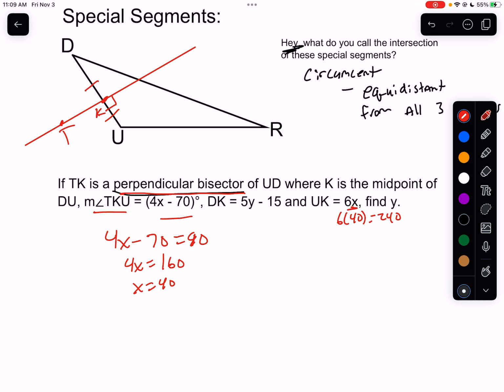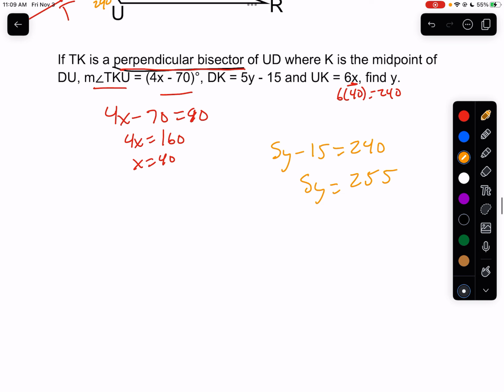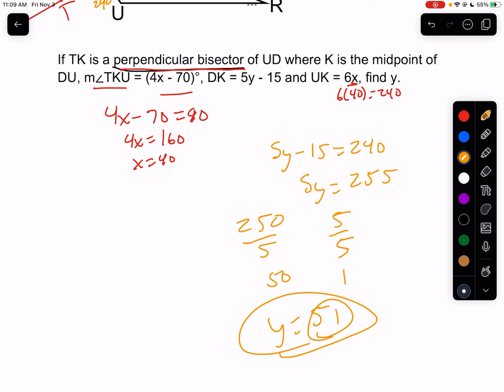And then they say DK, well, this is DK, is 5y minus 15. And UK, we just said, was 240. So we know that 5y minus 15 has to equal 240 because of it being the midpoint here, right? K has to be the midpoint. So 5y has to equal 255. So 255 divided by 5, I would do 250 divided by 5 and 5 divided by 5. And that is 50 and 1. So 51 is my answer. And that was the question, y equals 51. Find y.